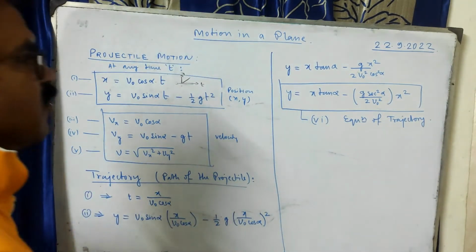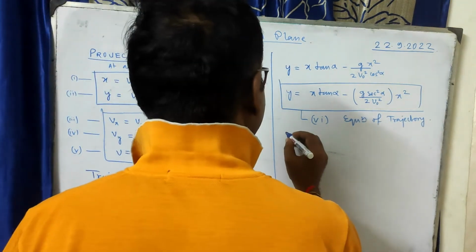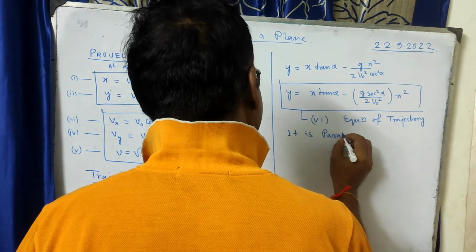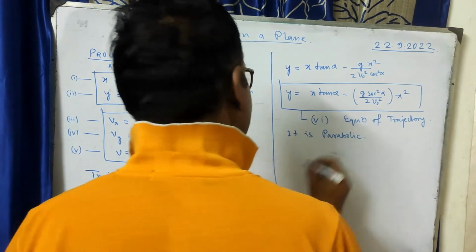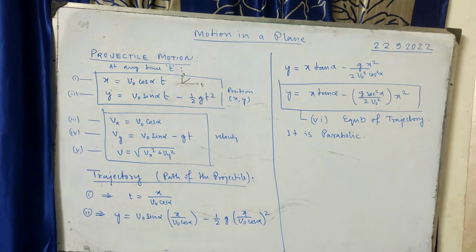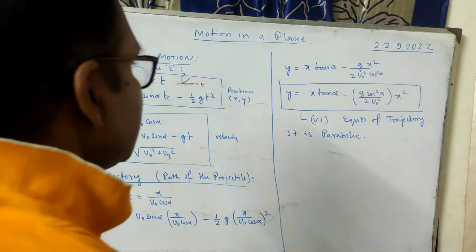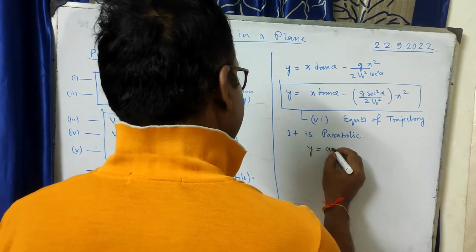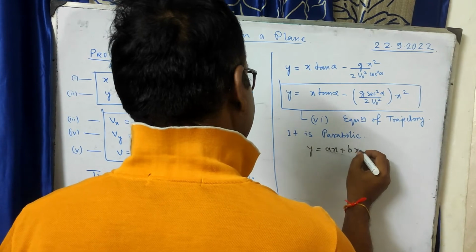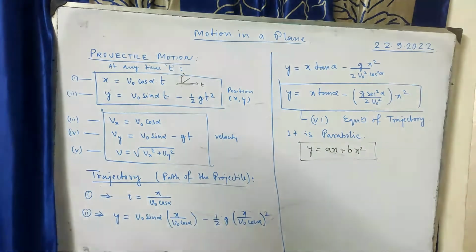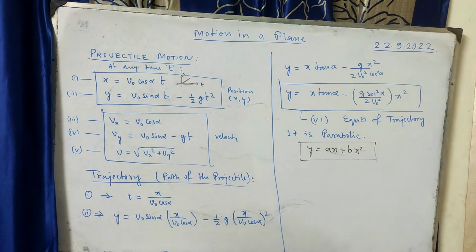Got it? This is the equation of trajectory, and it is parabolic. Okay, this is a parabolic equation. Fine. So the path will be just like a parabola. Got it? Yeah, write it. Why I am telling it is parabolic? Because the general form of parabola is nothing but y is equal to ax plus bx square. Okay, this will be a parabola. Okay, fine, do it.